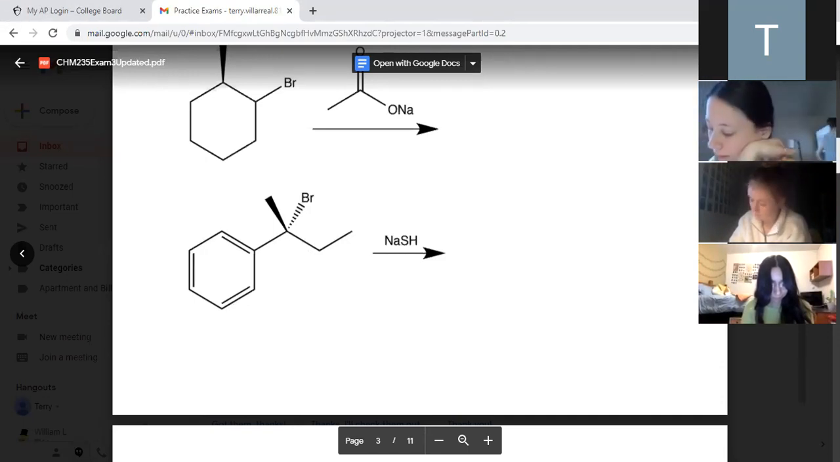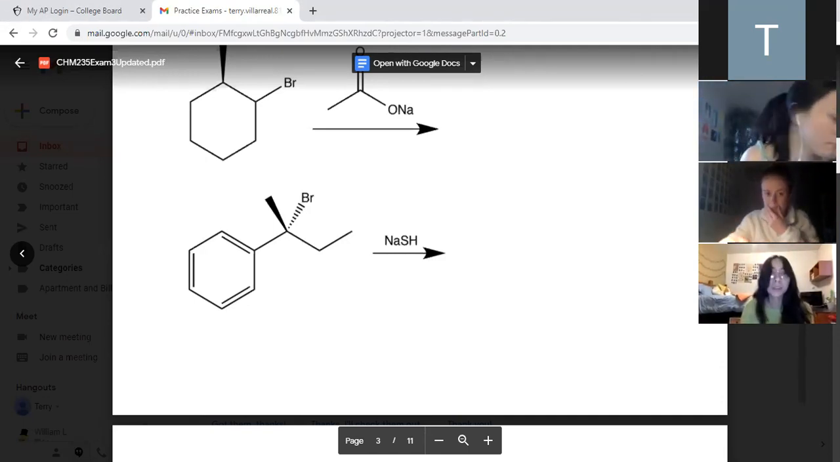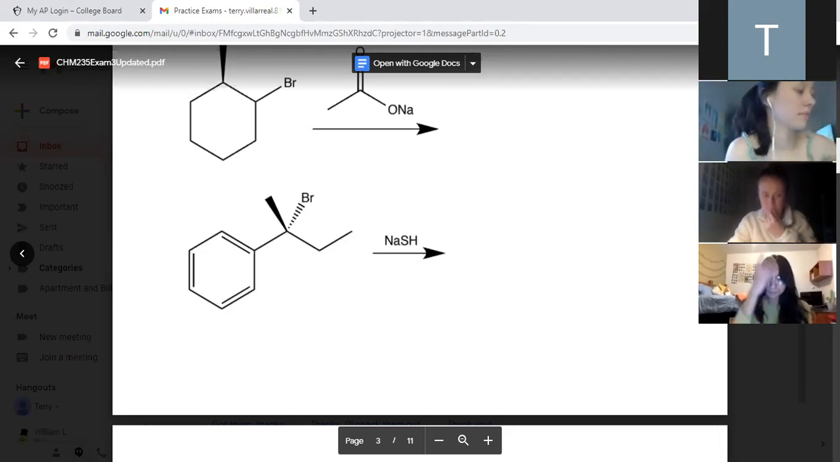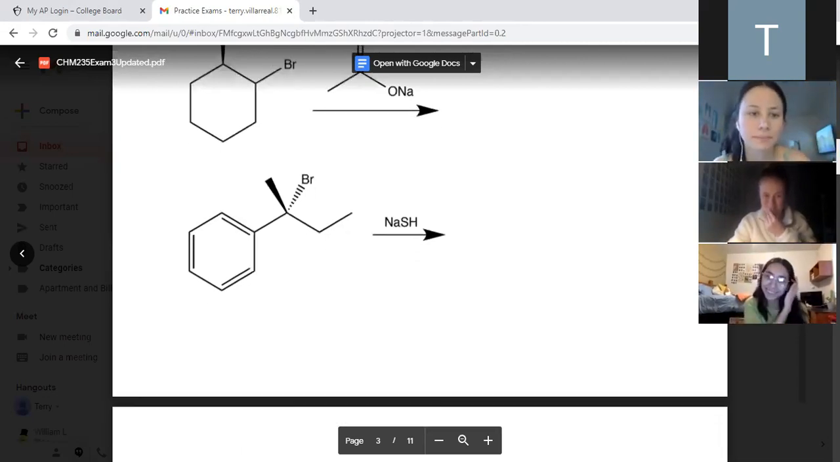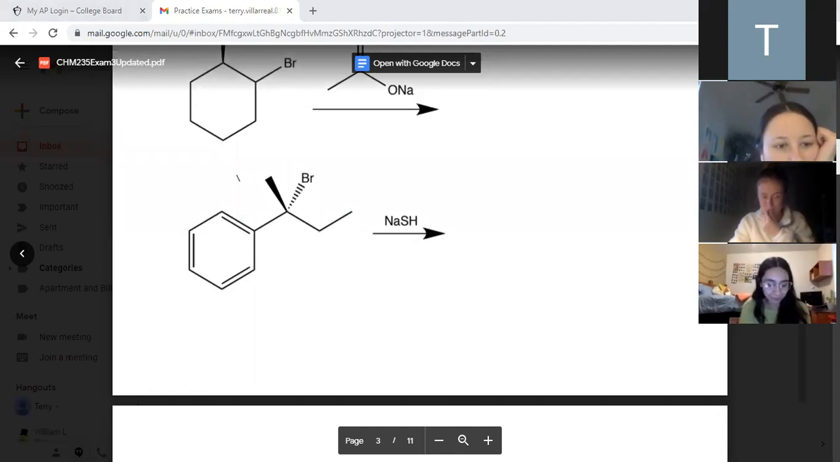Okay, so is it a stereocenter? Yes, this time it is a stereocenter. So we're going to have two products now. Also, what type of carbon is it? It is a tertiary, it's a benzylic tertiary.